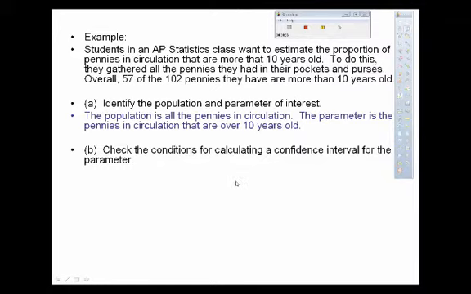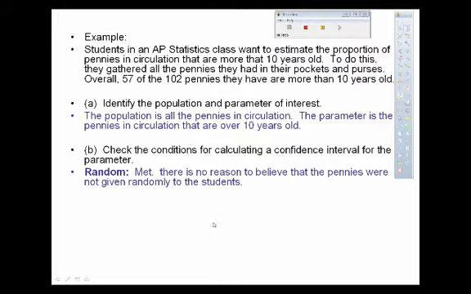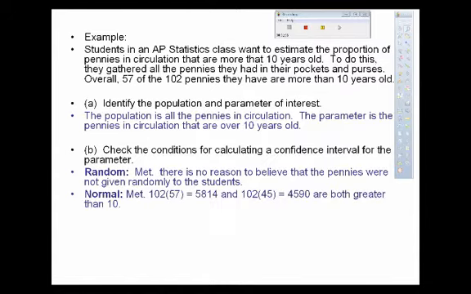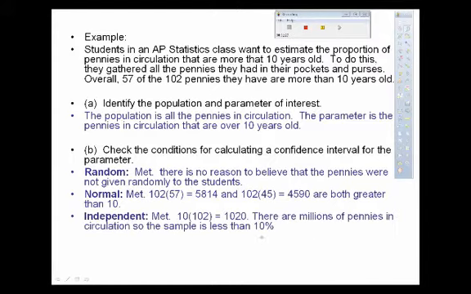So check conditions for calculating the confidence interval. Remember what we have to check. First, random. And random is met. There is no reason to believe that the pennies were not given randomly to the students. Normal, that's met. Check it by multiplying 102 by the number of successes and 102 by the number of failures, and both of these numbers are greater than 10. So normal is met. And then last of all, independent. And that is also met.